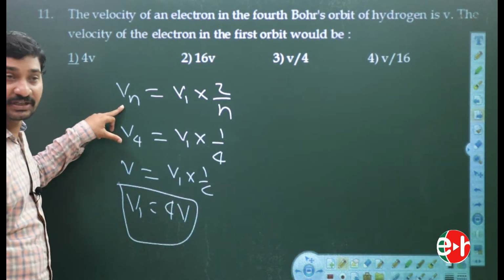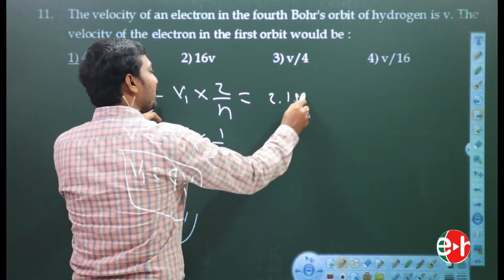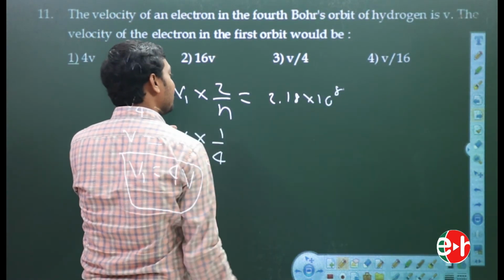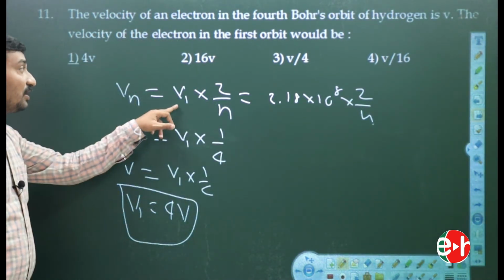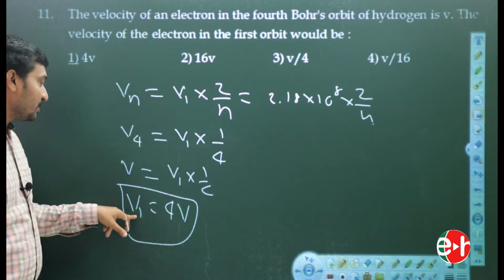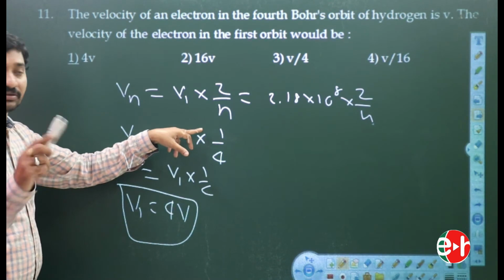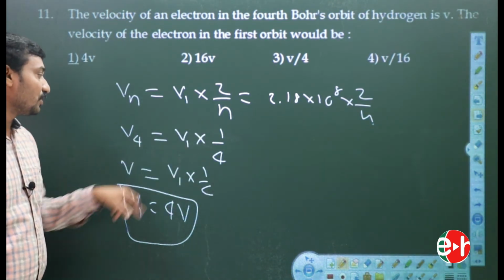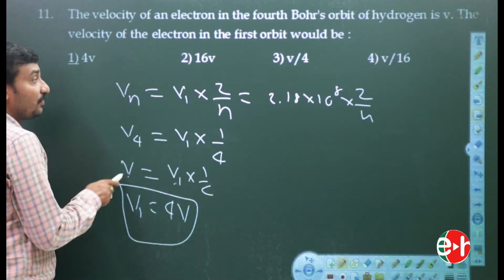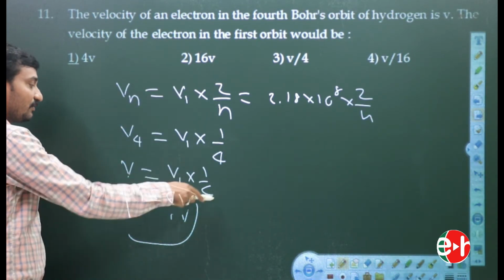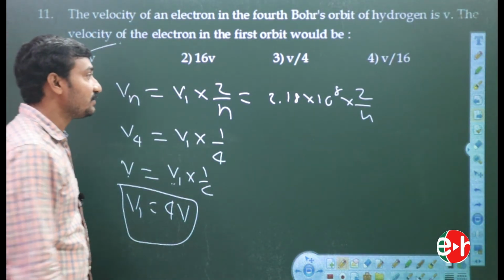This is the main equation. Vn is equal to V1 into Z by n, that is 2.18 into 10 to the power of 8 centimeter per second into Z by n. Okay, we have to find V1. V4 is equal to V1 into Z by n, Z value 1 because hydrogen atomic number is 1, fourth orbit so n is 4. So V is equal to V1 into 1 by 4 because V4 value is given as V. So V1 is equal to 4V. Hence 4V is the right answer. Okay. Next one.